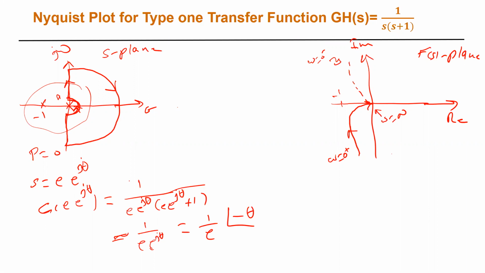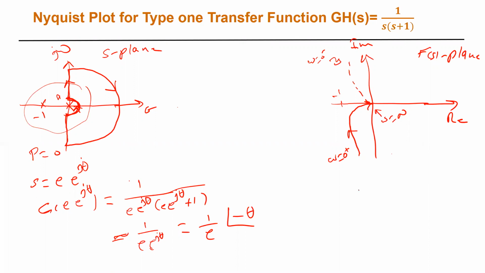Doctor, what does rho represent? Rho is a very small number, like epsilon. Rho is very small. Look, this is a circle of radius rho, and rho is approaching 0. Why do we use e to the power j theta? This is the equation of a circle. I'm moving around along this line.